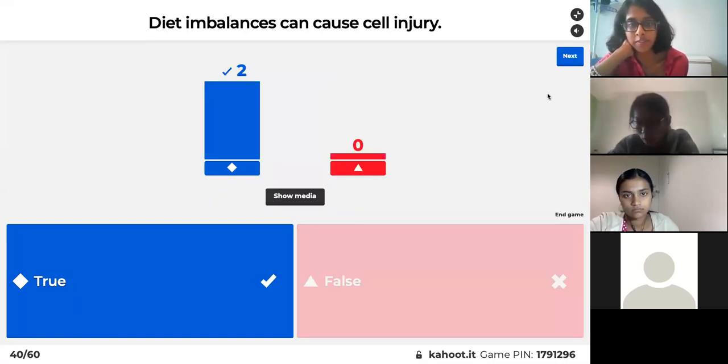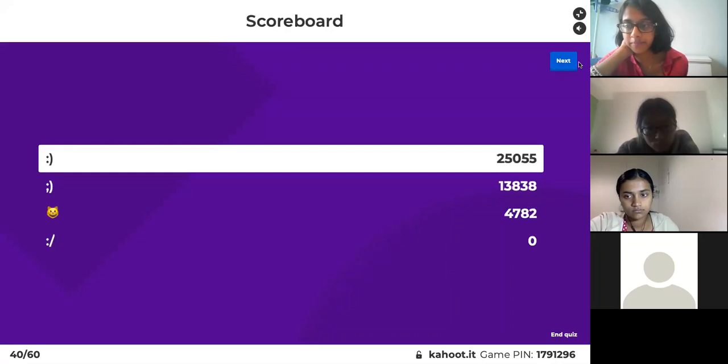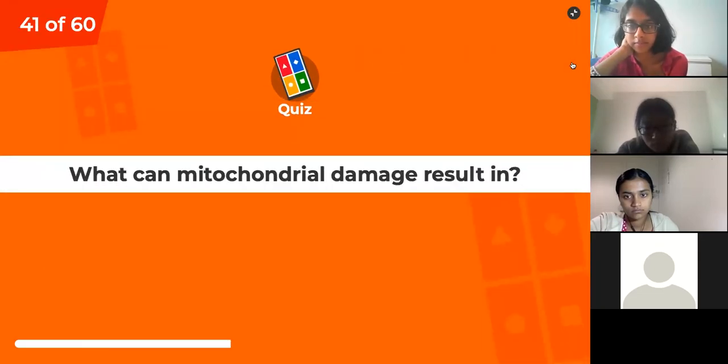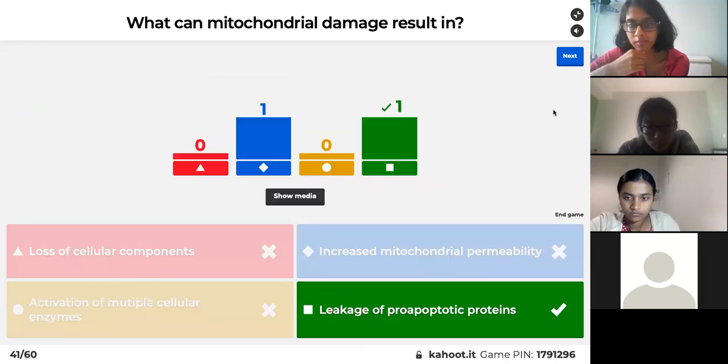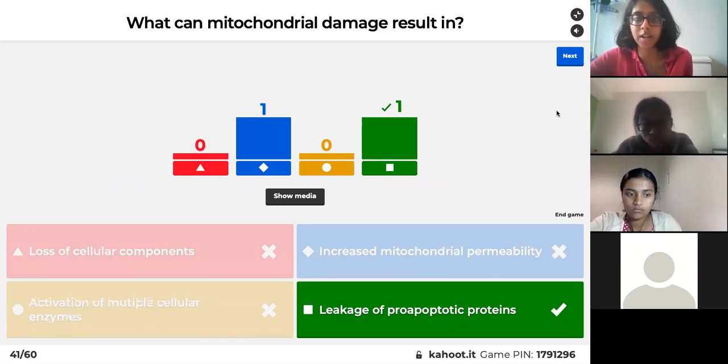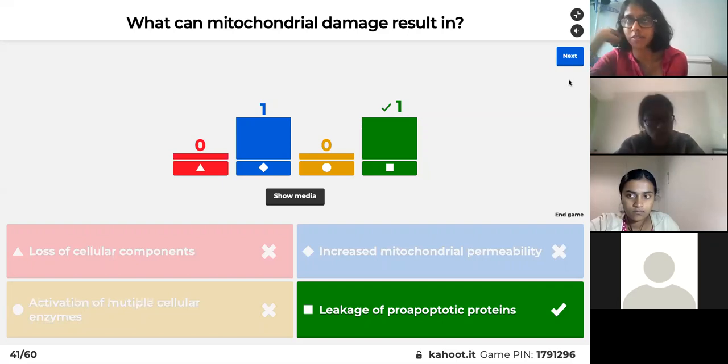Yep, good job. So definitely diet imbalances can cause cell injury for sure, and a lot of diseases. Yep, so that's right. Leakage of pro-apoptotic proteins can result from mitochondrial damage, meaning that these proteins kind of encourage cells to die as a result of injury. And yep, increased mitochondrial permeability is more of an effect of another kind of cell injury, which will be discussed in the next slide.